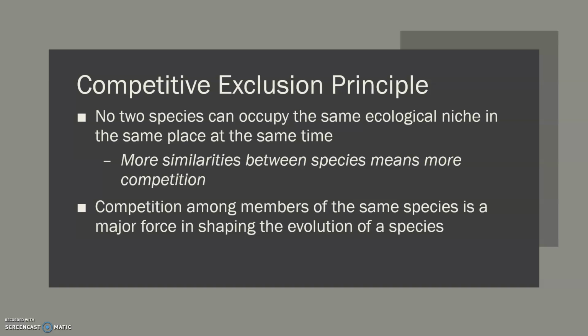Discussing competition brings us to the competitive exclusion principle. The competitive exclusion principle states that no two species can occupy the same ecological niche in the same place at the same time. The more similarities there are between two species means that they will be in more direct competition with each other. Competition among members of the same species is a major force in the shaping of the evolution of a species.